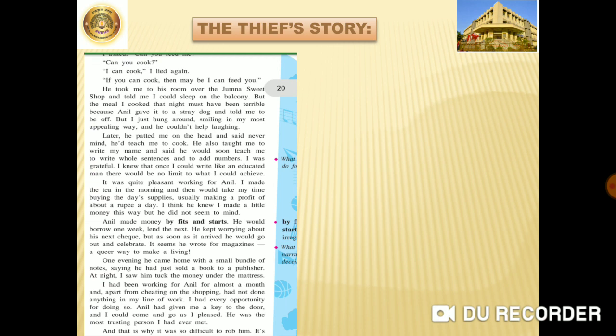If you can cook, then I can feed you. He took me to his room over the Jumna sweet shop and told me I could sleep on the balcony. So he took him to his own home, and he gave him a place in the balcony to sleep. But the meal I cooked that night must have been terrible because Anil gave it to the stray dogs and told me to be off.